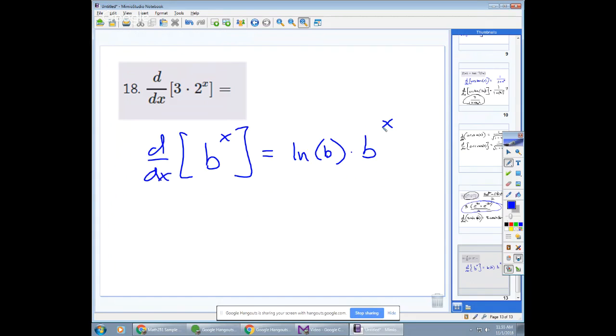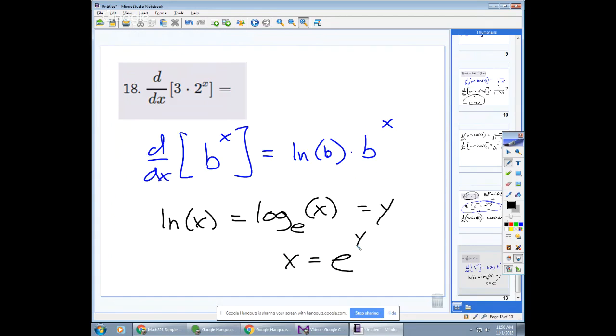How does the natural log relate to e again? They cancel out. The natural log of x is log base e, so it's the inverse function of e to the x. If we say this was equal to y, that means x equals e to the y. That would be the inverse relationship there.